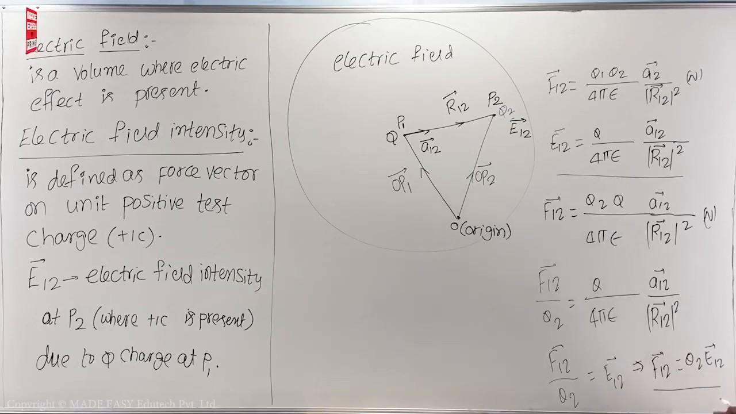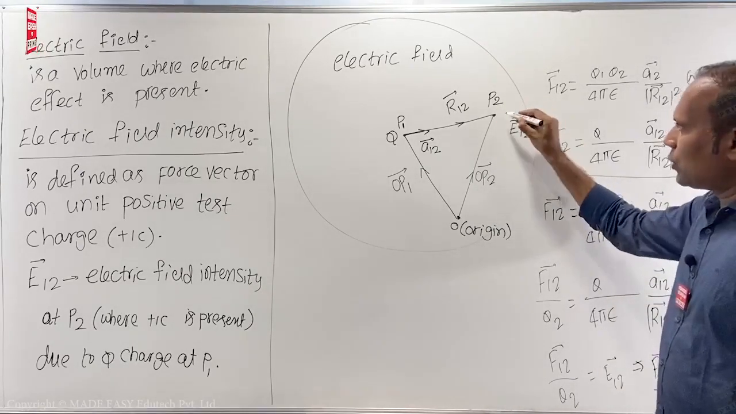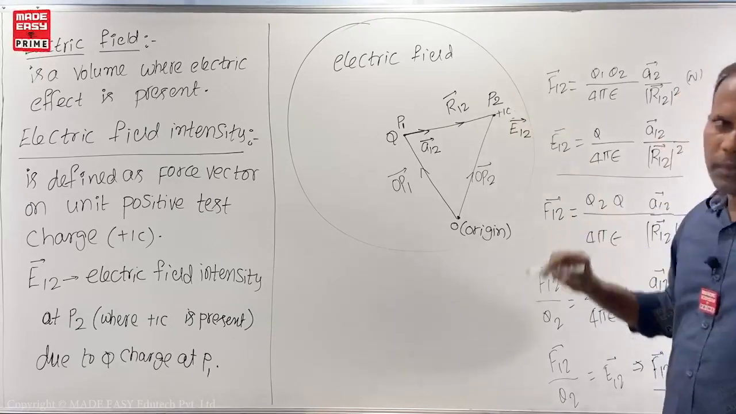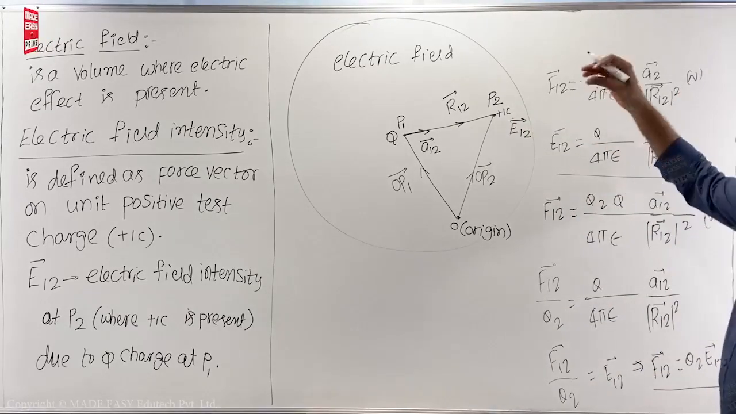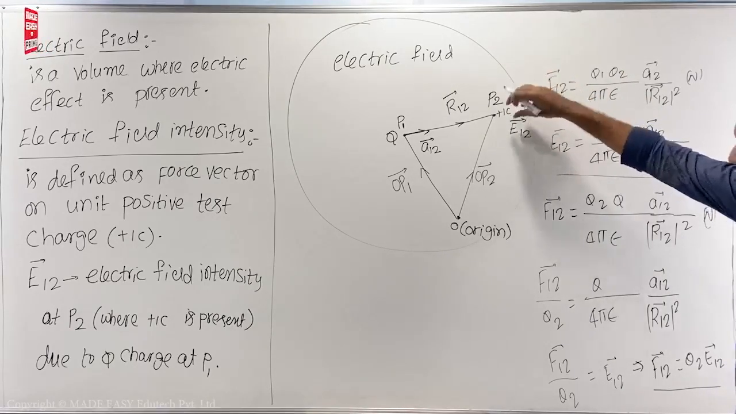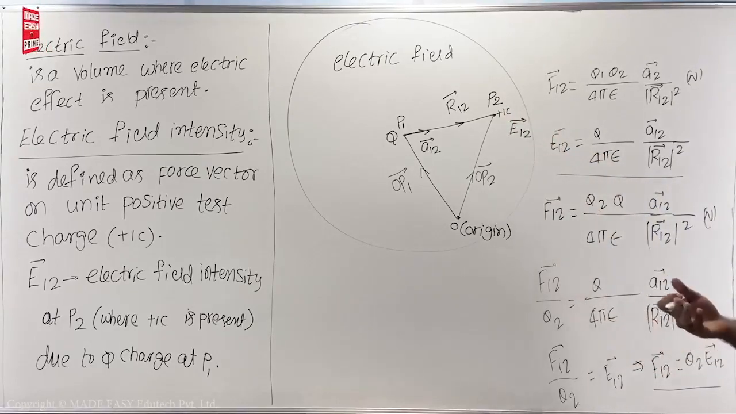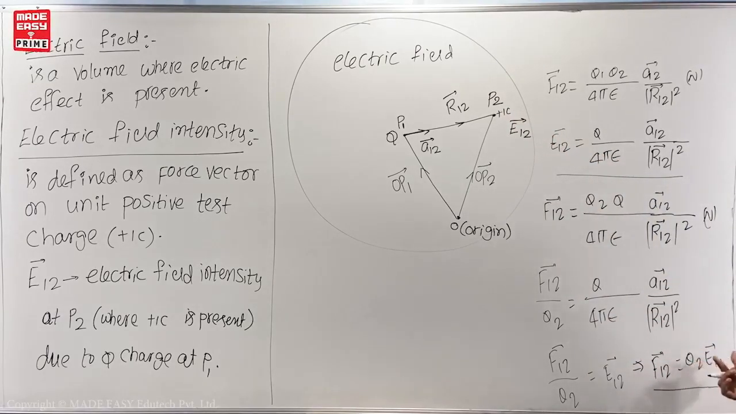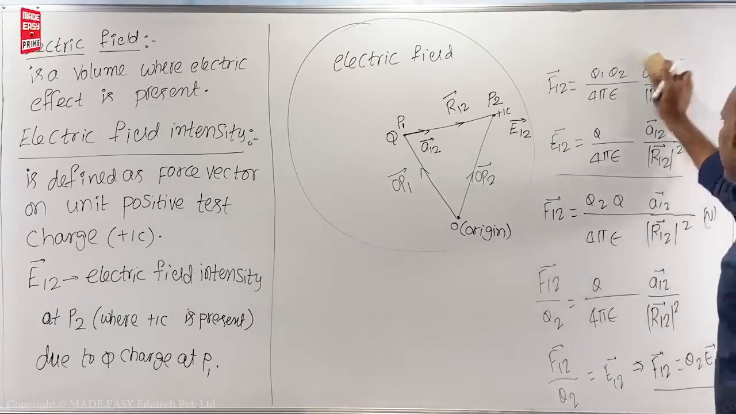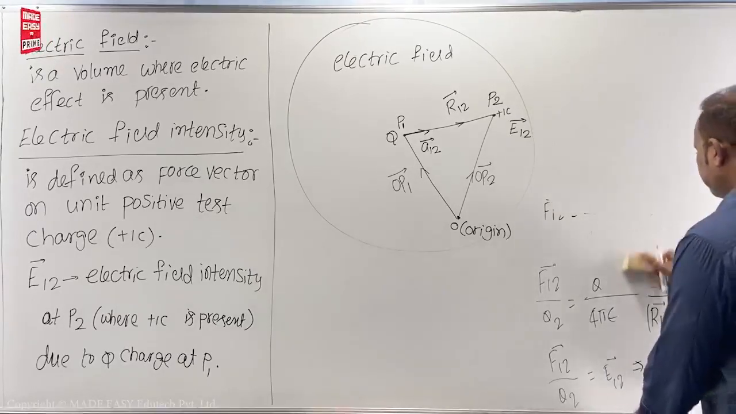If E12 is electric field intensity at point 2 on plus 1 coulomb charge, then if I put Q2 charge at point 2 location, how much force is present on that? Q2 into E12 bar. That is also one formula. So after listening this much, I am writing the formula here in the note.